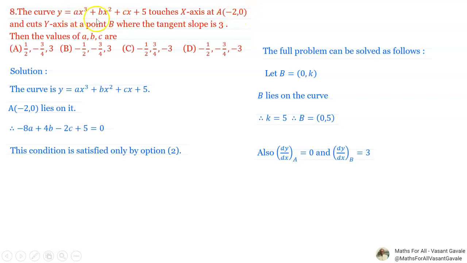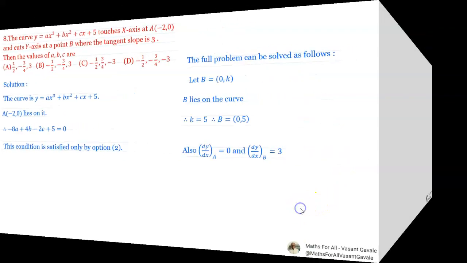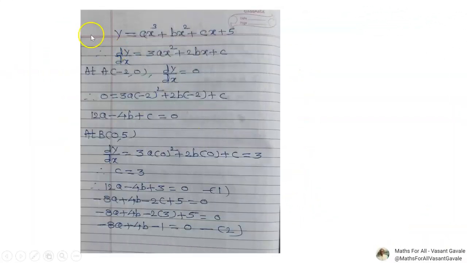if we differentiate this, then what you will get here is 3a x square plus 2bx plus c. And if we substitute x is equal to minus 2, then dy by dx is equal to 0. And dy by dx at the point B, that means (0, 5), you will have dy by dx is equal to 3. Now let me solve it in this way: dy by dx at the point A (minus 2, 0), dy by dx is equal to 0.